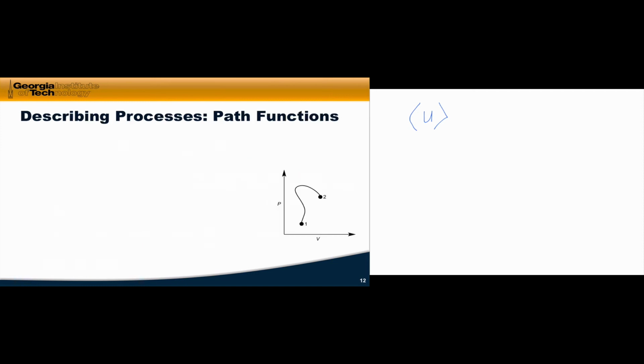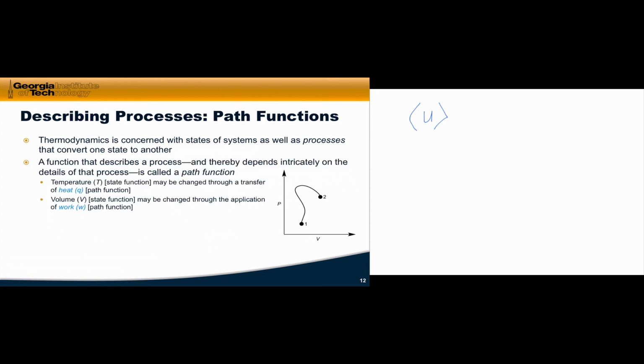In contrast to state functions, we can also talk about path functions. Thermodynamics, in addition to being concerned with the nature of states of systems, is also very concerned with processes that convert one state to another. A function that describes a process is called a path function, and a path function really depends on the path between two states. So for example, we could transfer heat to or from a system to change the temperature of the system. A change in a state function, temperature, is mediated by a path function, heat.